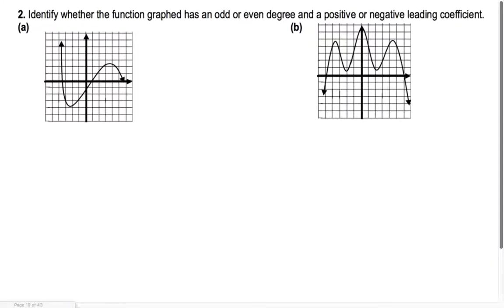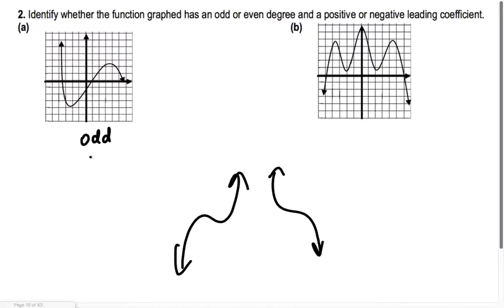All right, so to identify whether it's even or odd and positive or negative. So do they go in the same direction on the ends? No. So this one's odd. And is it positive or negative? Does it look like positive x cubed or does it look like negative x cubed? Yeah, it's negative. So odd and negative.